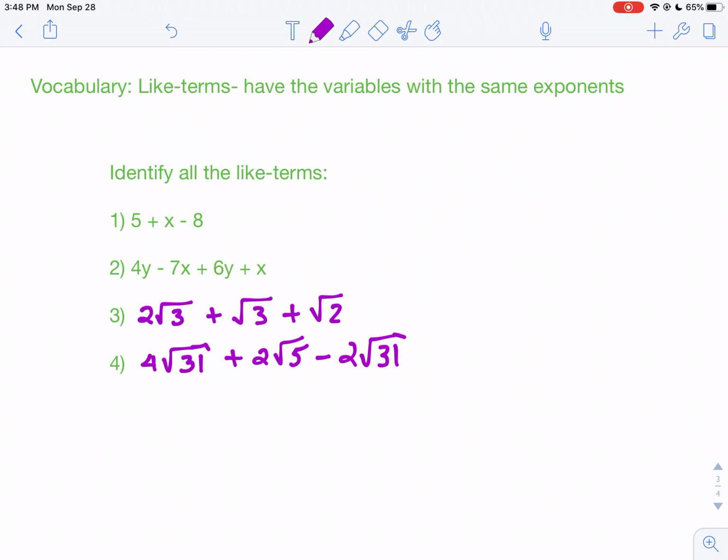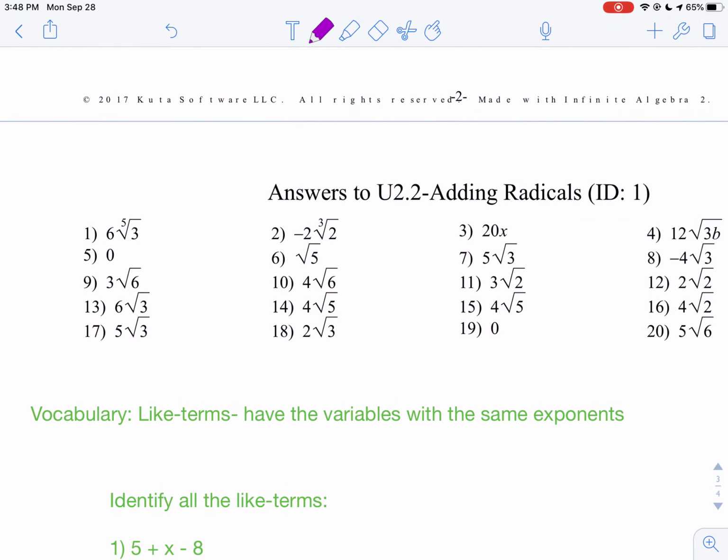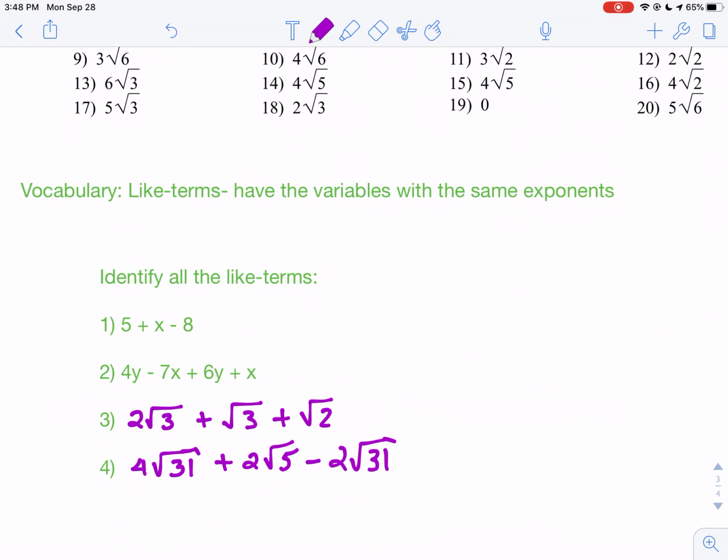Alrighty, class. I am going to go ahead and do 2.2, adding radicals. But before we go to that, again, there is some terminology, or maybe just one word, that you need to remember, and that is the word like terms. So what are like terms?